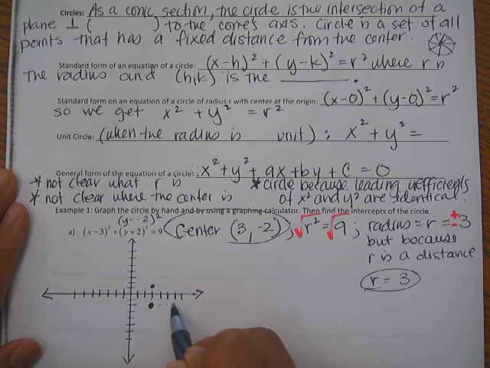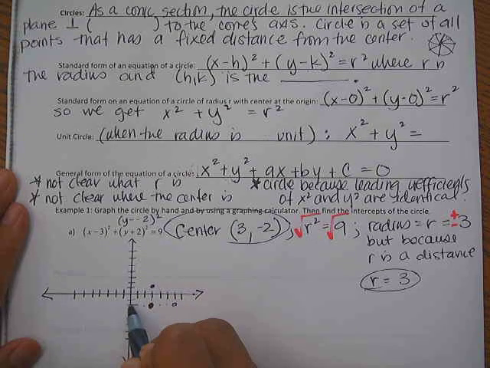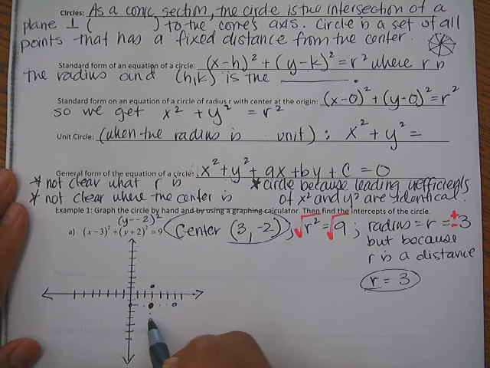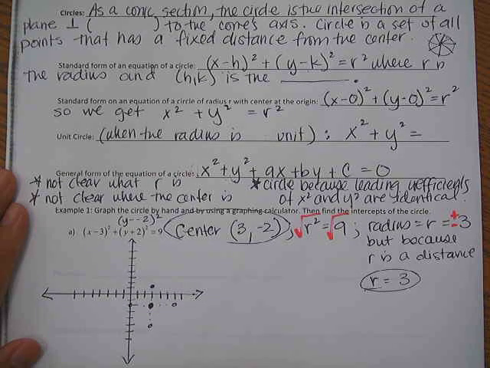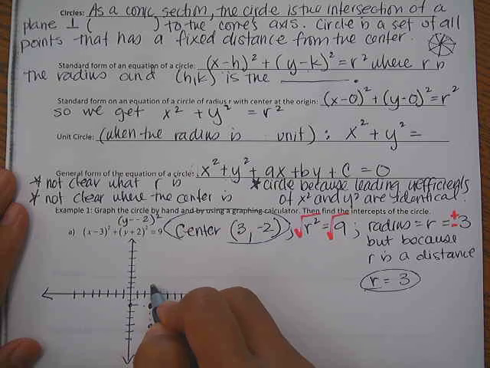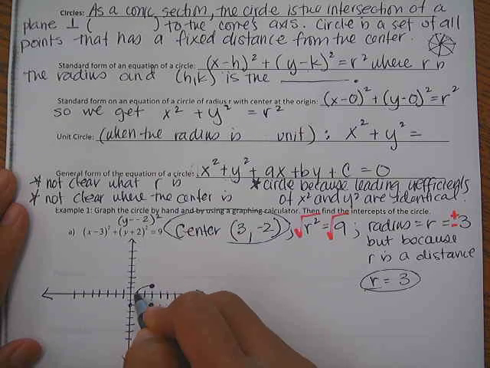1, 2, 3, make a dot. 1, 2, 3, make a dot. 1, 2, and 3, make a dot. Notice I kind of have dots all the way around, okay? And just connect the dots.